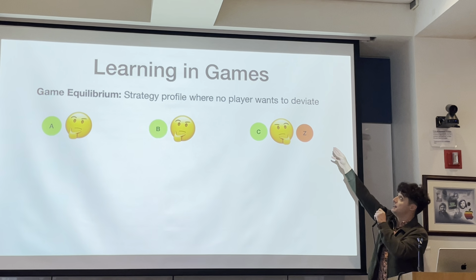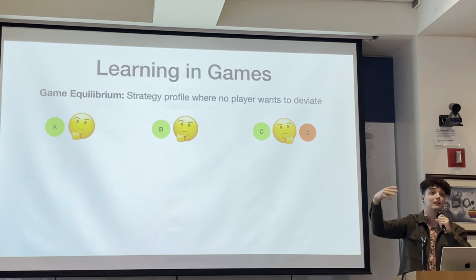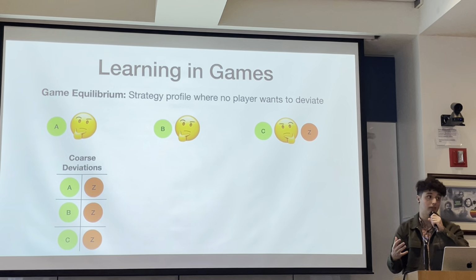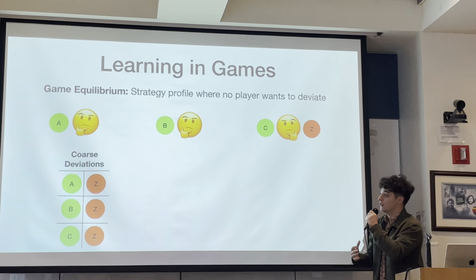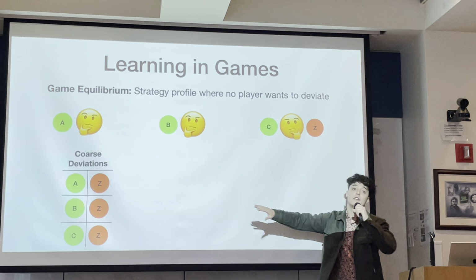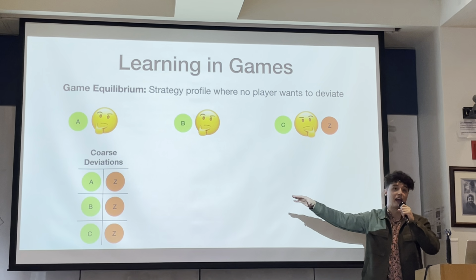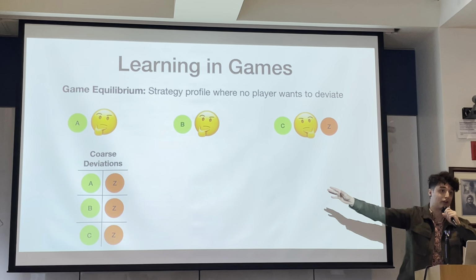Now, what I mean by deviate can depend on the type of equilibrium we're discussing. There's something called a coarse deviation, which is a player who says, no matter what you tell me, Max, I don't care what your suggestion is, I'm going to go with this fixed action Z, I don't care.